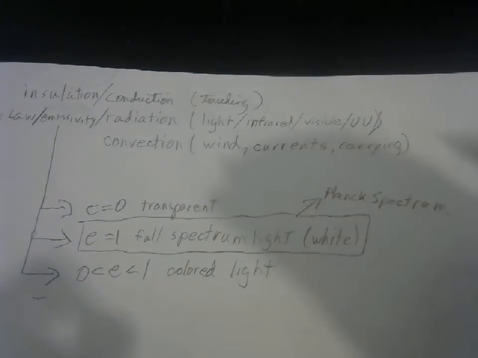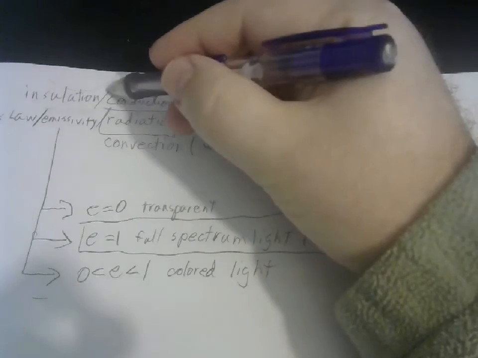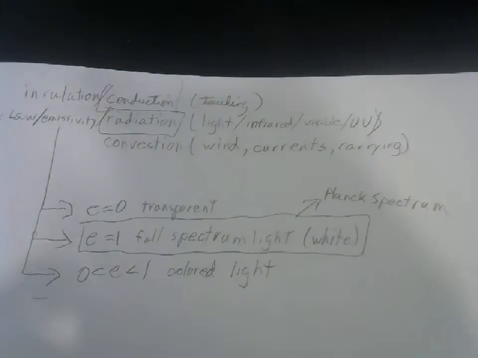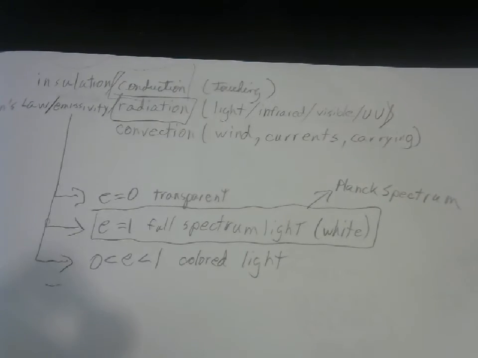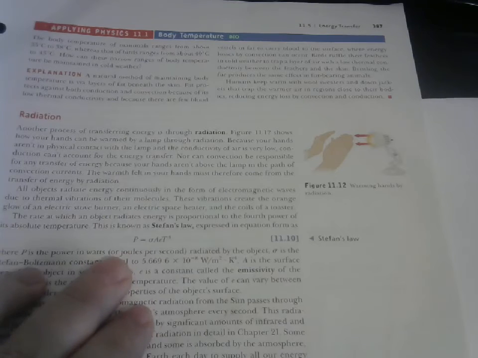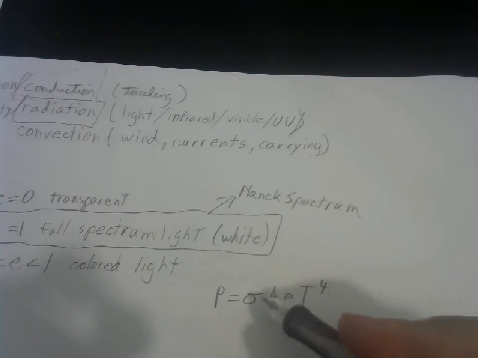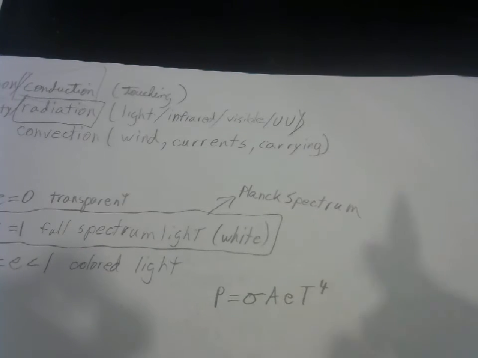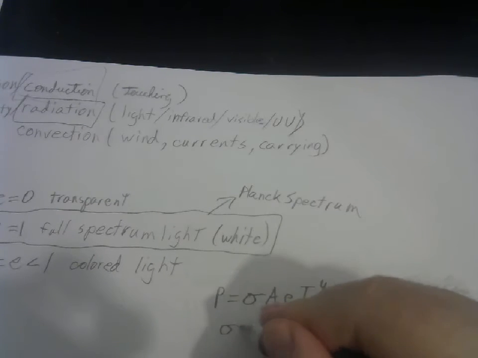So without further ado, let me give you the radiation equation, which is Stefan's law, and the insulation and conduction formulas, which don't actually have a name. I'm going to start by giving you the radiation law, which is called Stefan's law. It kind of comes up a little later in the chapter, but it goes: power equals sigma A E T to the fourth. And so sigma is the constant.